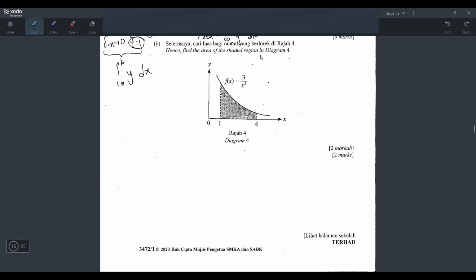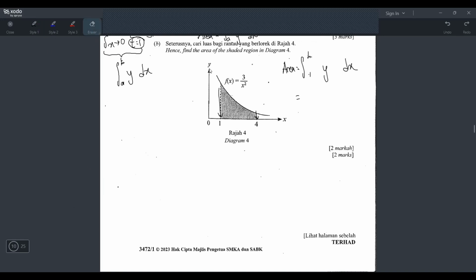Hence, find the area of shaded region in diagram 4. So this is the region. So to get the area, I have to integrate. So this is dx, because you are finding area under curve, and this is towards the x-axis, right? That's why it's dx, and this must be y, and then here will be the starting point and the ending point, which is from 1 to 4.